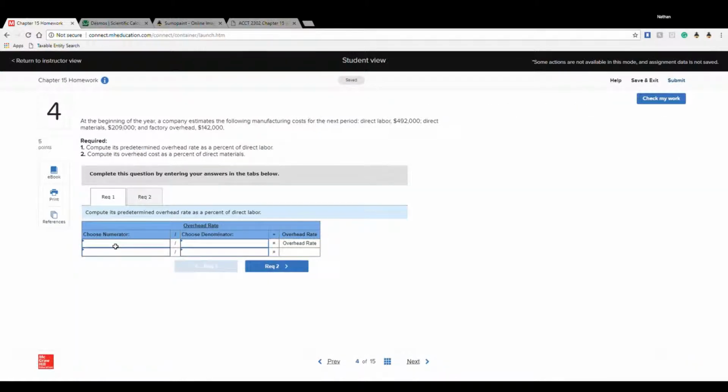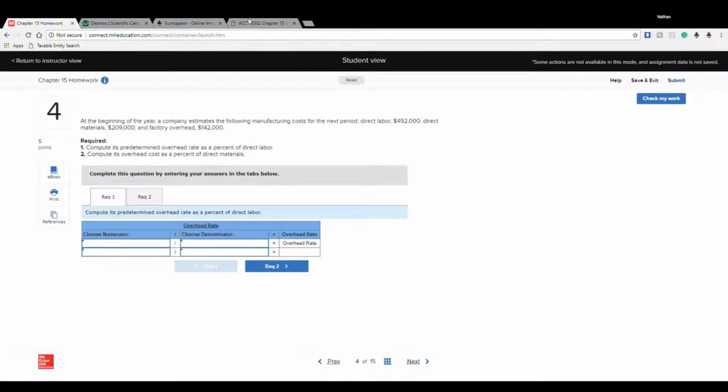So, part 4, we're coming along. Part 4 wants us to figure out the predetermined overhead rate. At the beginning of the year, the company estimates the following manufacturing costs for the next period. Direct labor is probably going to be about $492,000. Direct materials is going to be $209,000, and factory overhead is going to be about $142,000. So we need to compute required 1 for direct labor, and required 2 is going to be for direct materials.